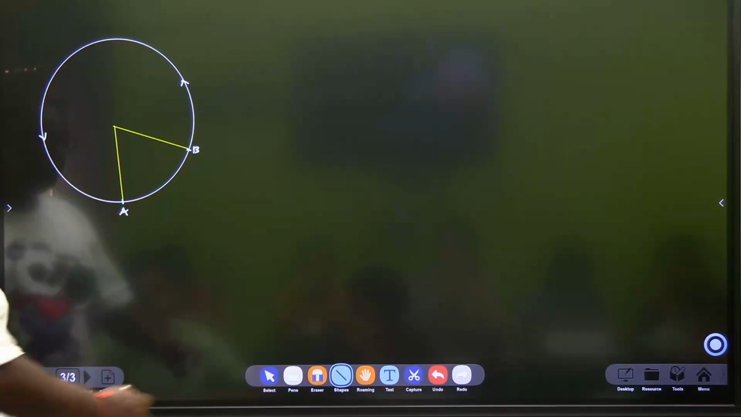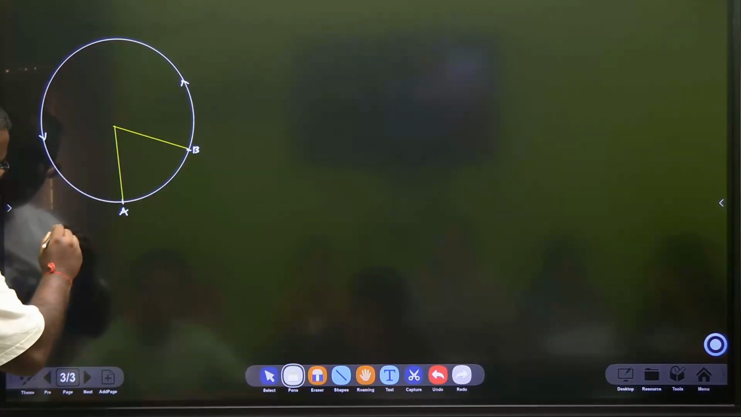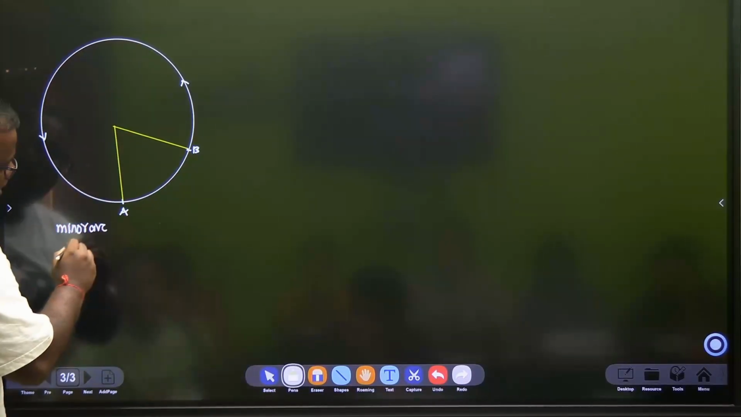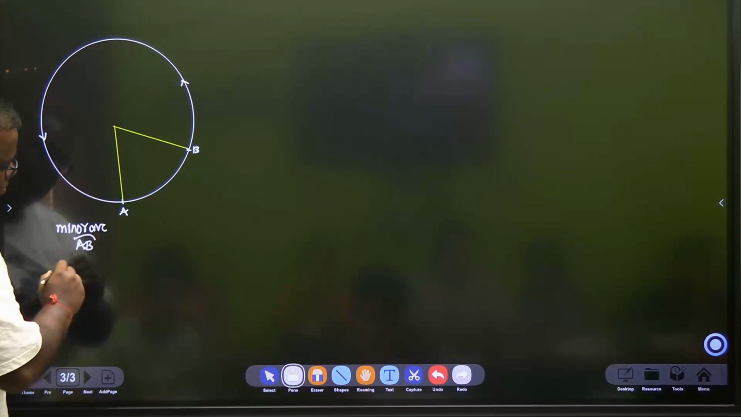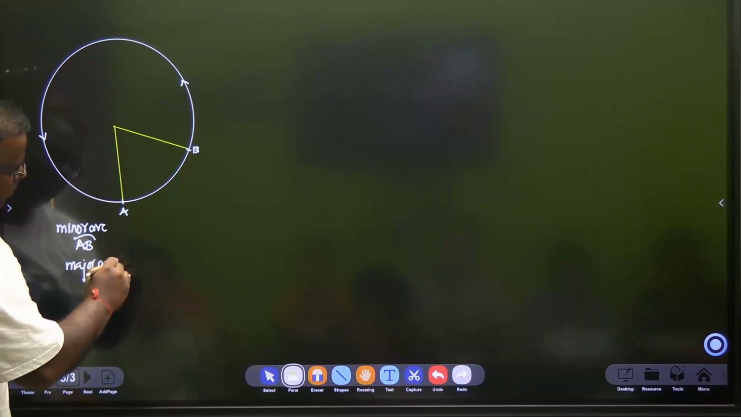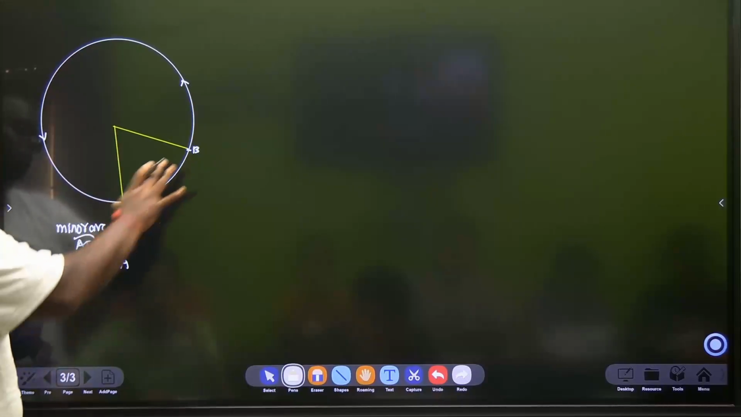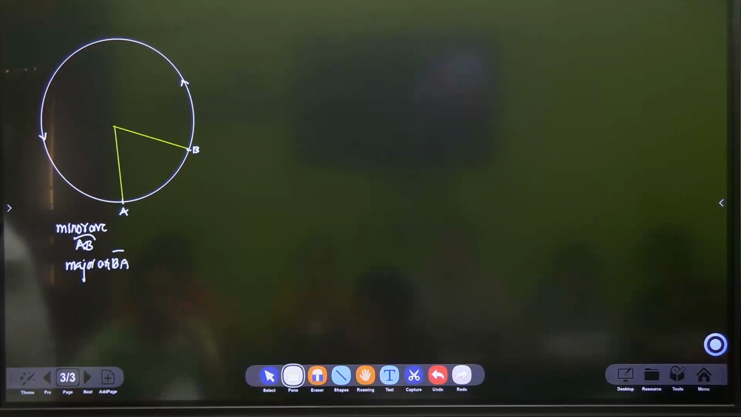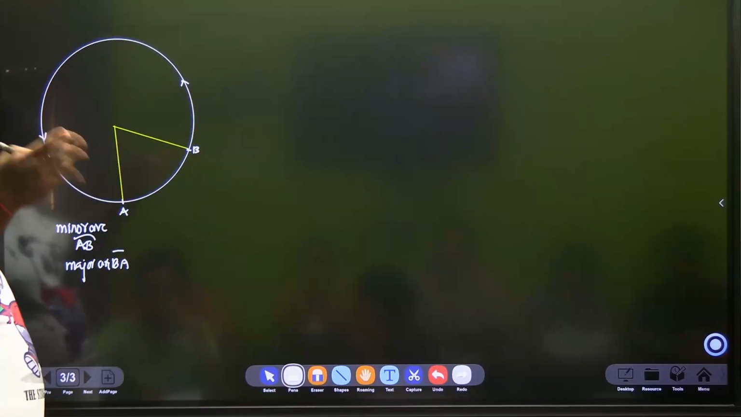So if you see our arc, what was our arc? Our arc was a minor arc AB. Then the remaining portion of the circle is what? Major arc BA. Do you agree or not? This is our arc. So the remaining portion is what? Major arc BA. On this major arc, take any point of your choice.